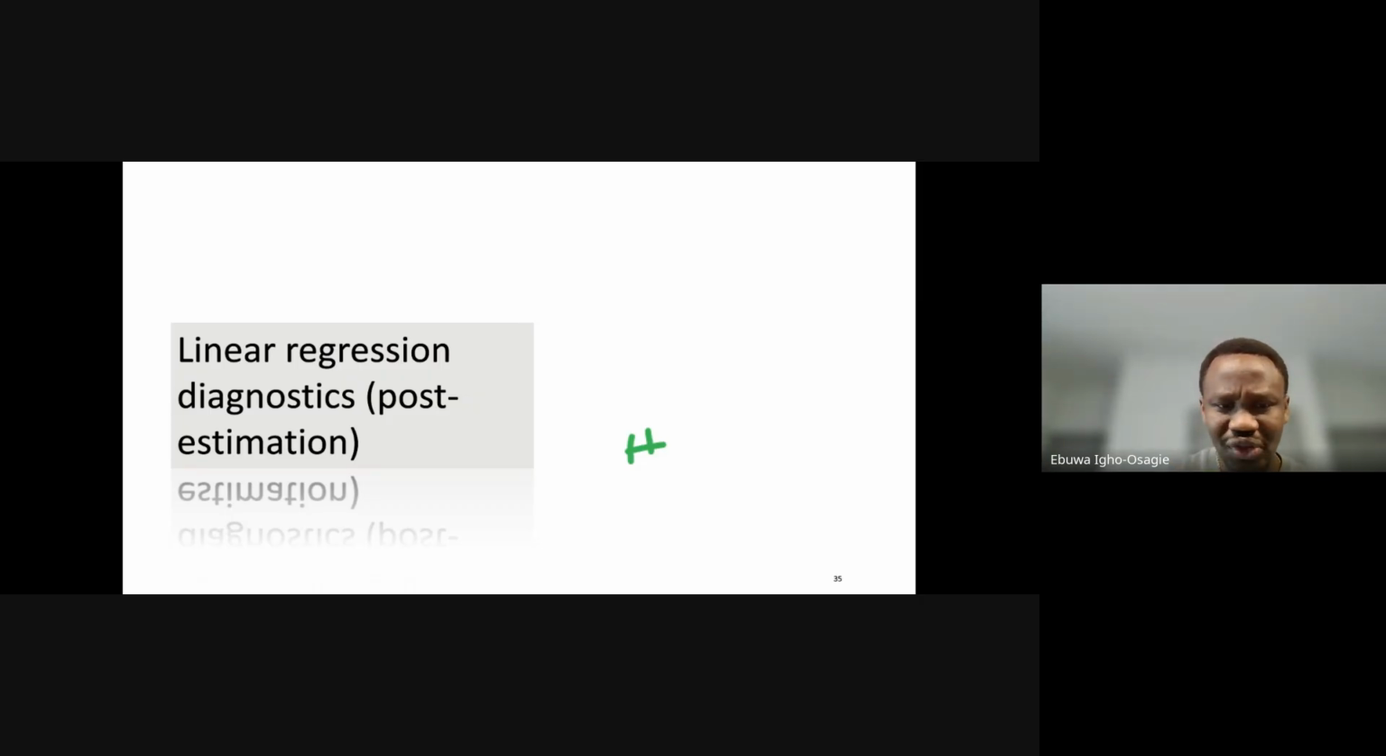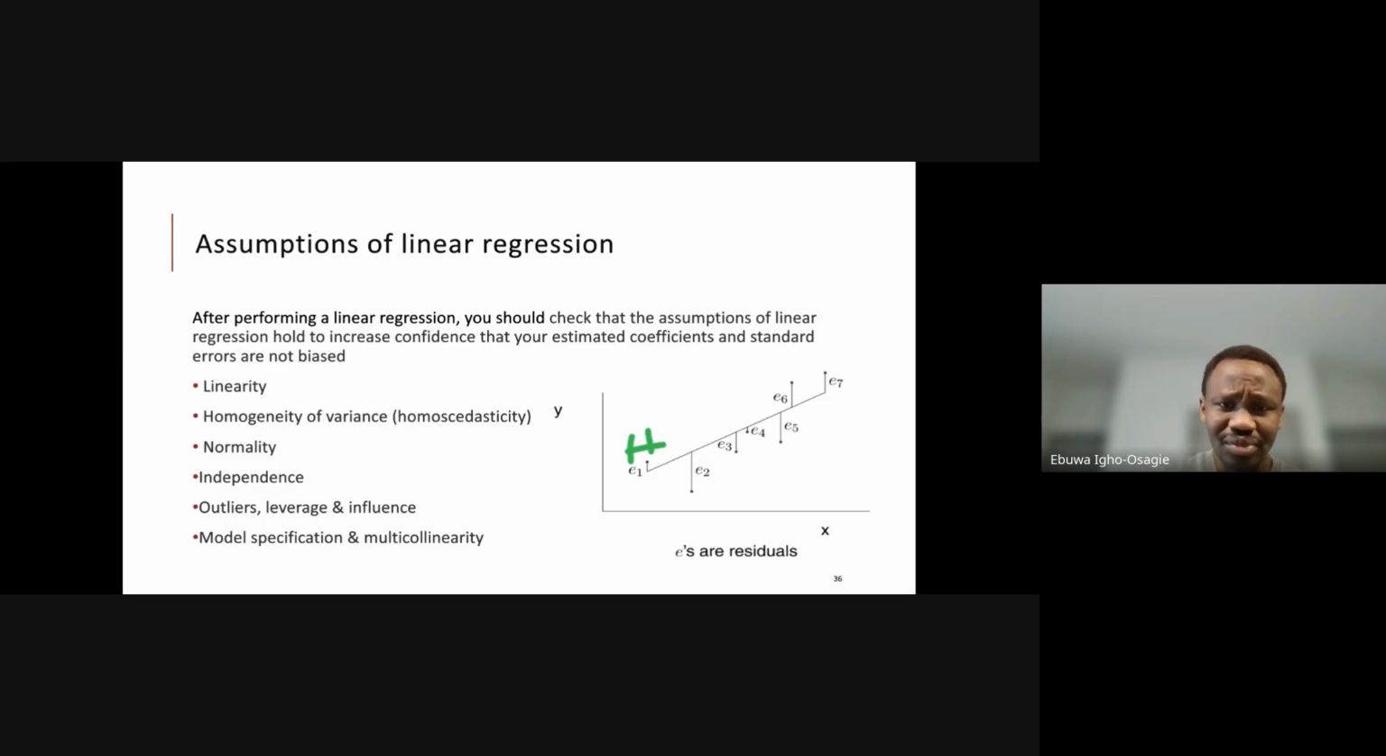Okay, so now assumptions of linear regressions. Linearity. So we already talked about linearity. There's something called homoscedasticity, homogeneity of variance. It's very similar to linearity, and I like it. When you see the graphs, it's going to stay in your mind.